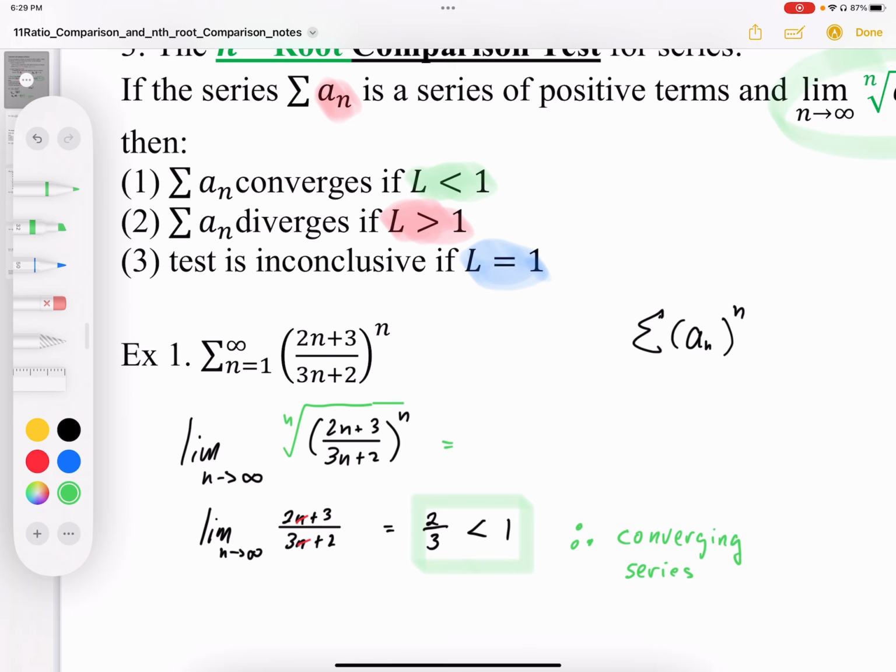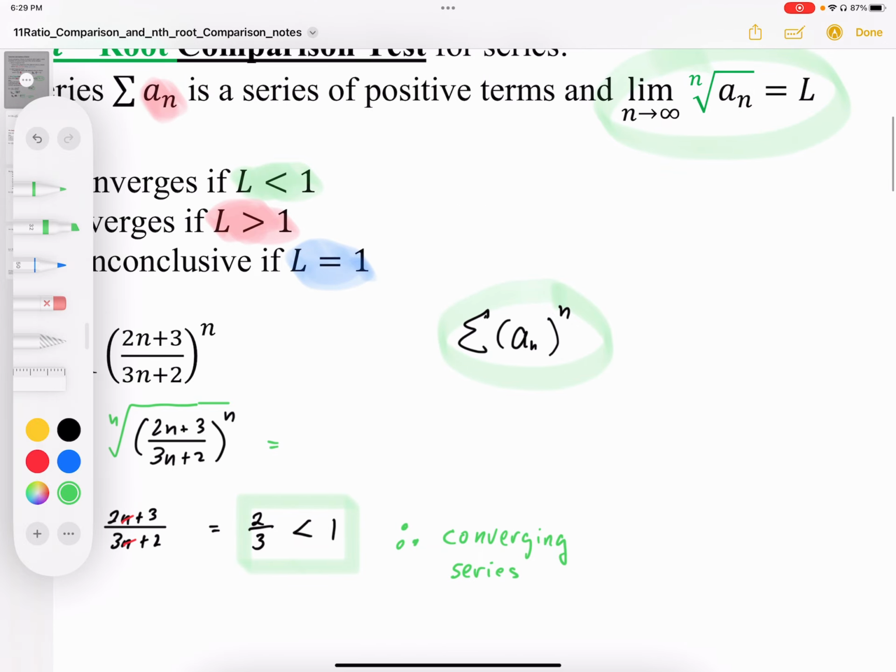Okay, so that's how it works. First of all, it lends itself to this type over here, where we have an n power, because the algebra works out nicely. And then the conclusion is, when we set it up and apply the limit, if it's less than 1, converging; greater than 1, diverging. If it's equal to 1, it's inconclusive.